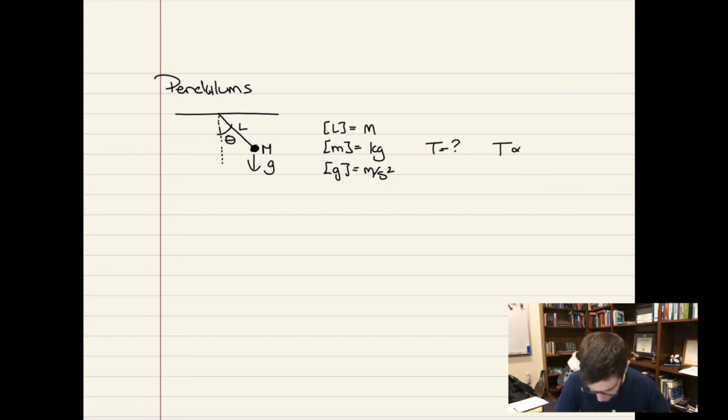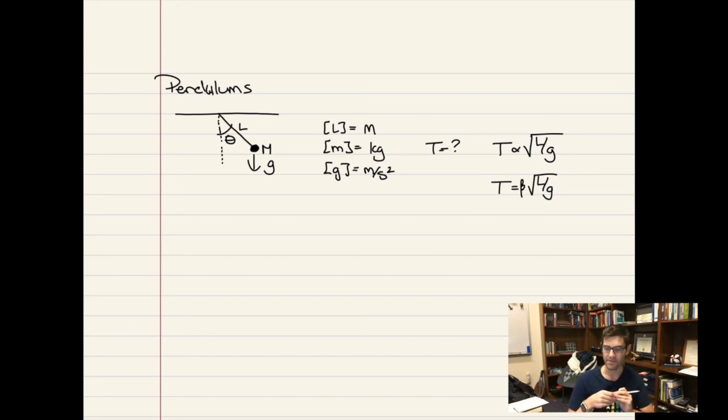I'll let you fill in the blanks. I'll just skip to the answer. But you can show that the square root of, not K over M, but in this case, L over G, has units of seconds, which again suggests that the actual period should be some number, I'll call it beta, times the square root of L over G. We don't know what beta is yet.